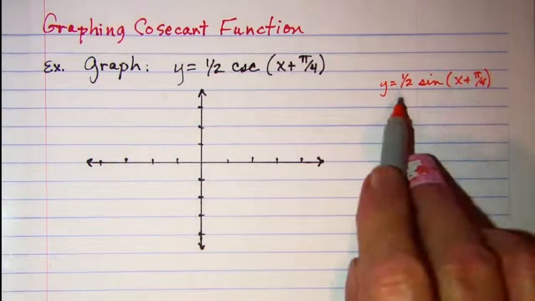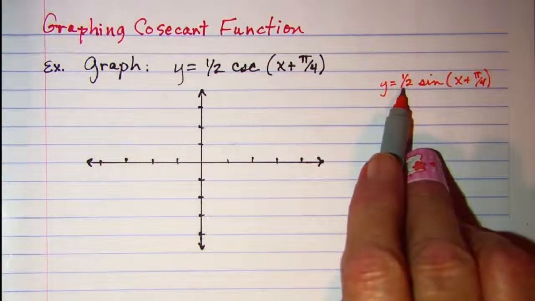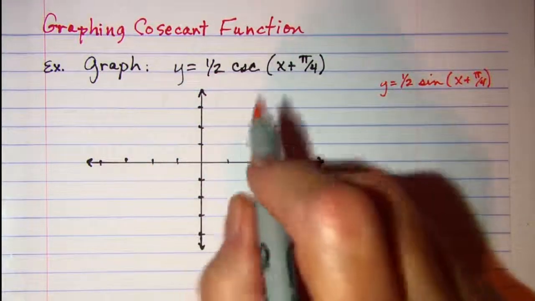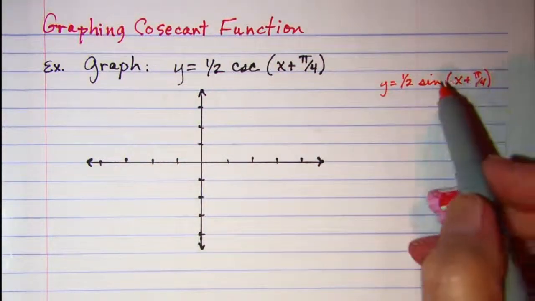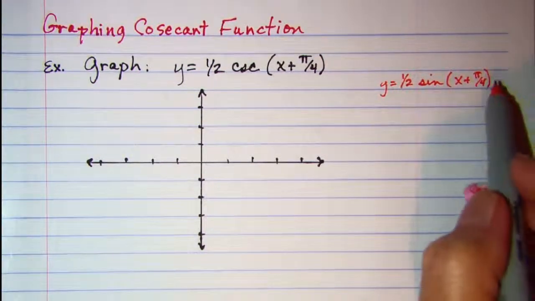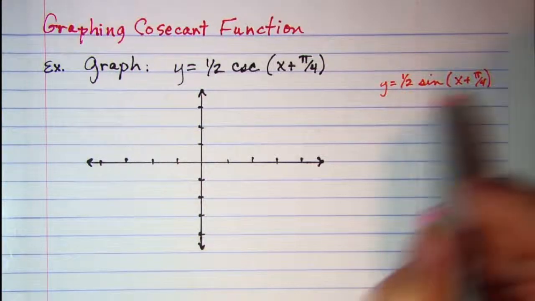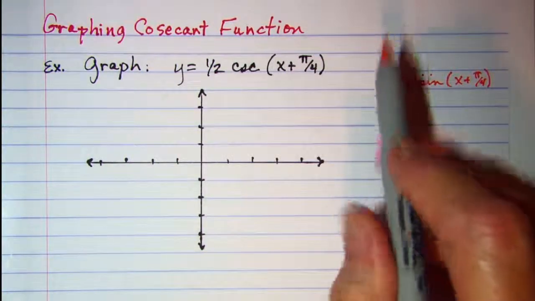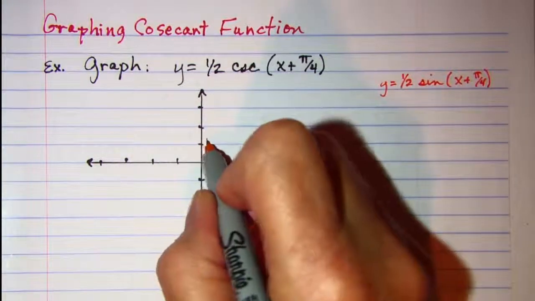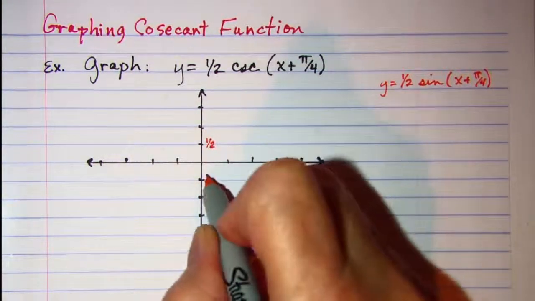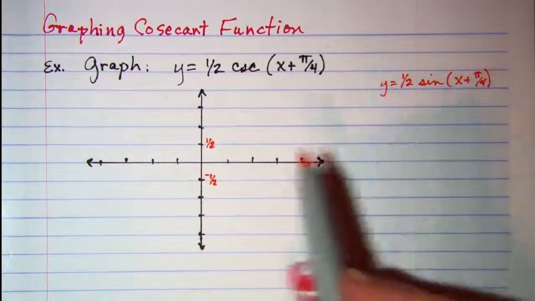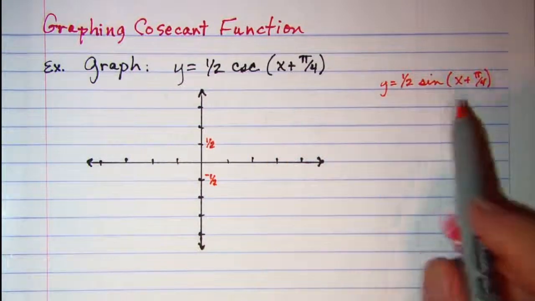Well, we can see that we have an amplitude of 1/2, so our max and min are going to be at 1/2, since I don't have a number added on back here or in the front, so I don't have a vertical translation. So 1/2 and negative 1/2 are my max and min guidelines for my sine curve.